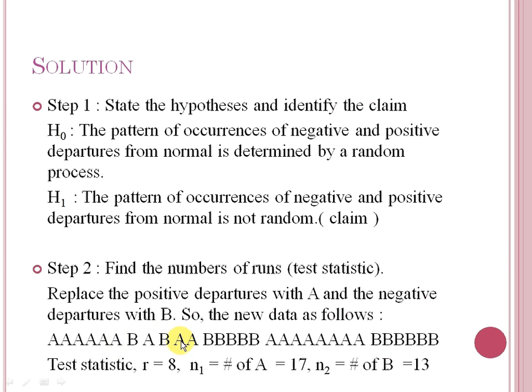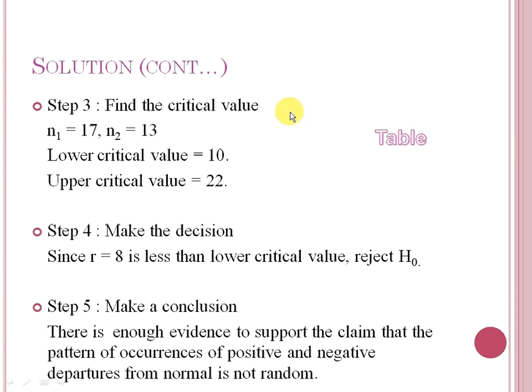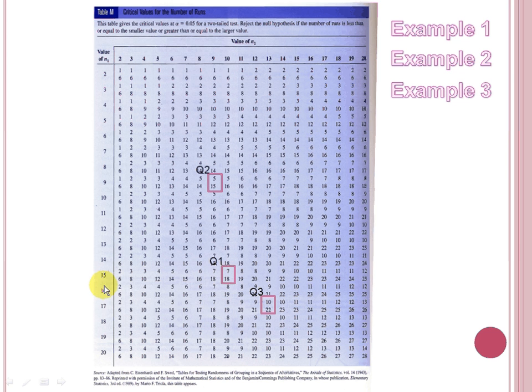So R equals 8, and our N1 is the number of A. We have 2, 4, 6, 8, 10, 12, 14, 16, 17. So N1 is 17, and for N2 we have 2, 4, 6, 8, 10, 13. So we have 17 and 13. With 17 and 13, we find the table. N1 is 17, N2 is 13, we have 10 and 22. Actually N1 and N2 can be switched. Let's say we have N1 as 10 and N2 as 17.